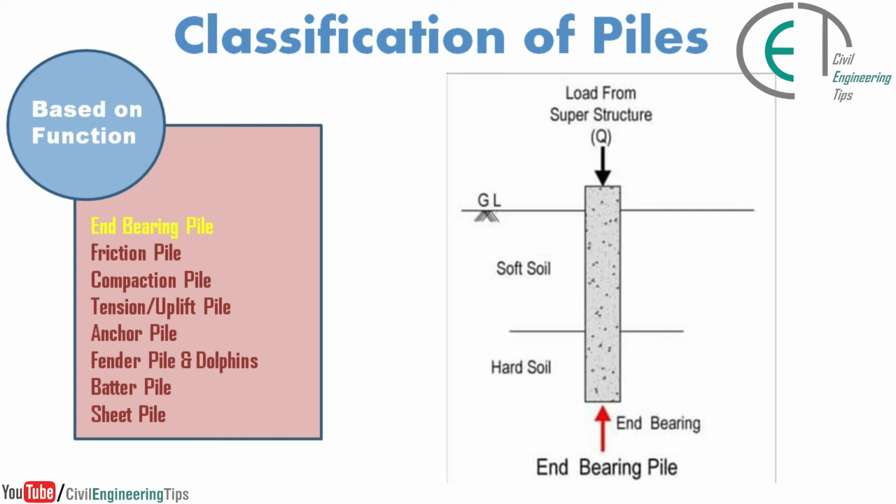End-bearing piles, which are also known as point-bearing piles, are used to transfer superstructure load through low-bearing capacity soil to a strong stratum such as rock or very dense sand and gravel. They derive most of their load carrying capacity from the resistance of the strong soil layer at the end of the pile.